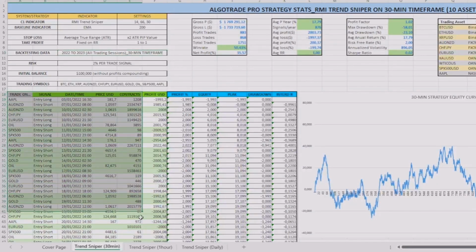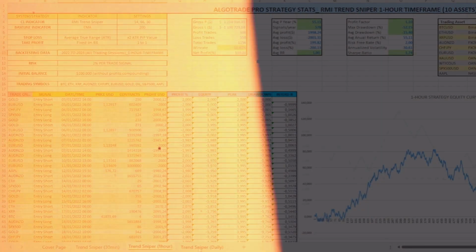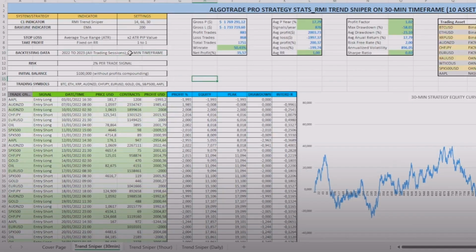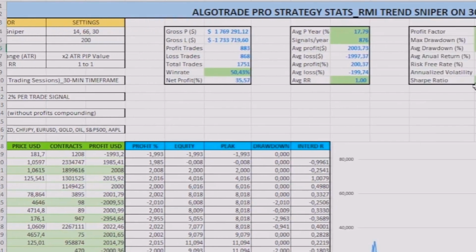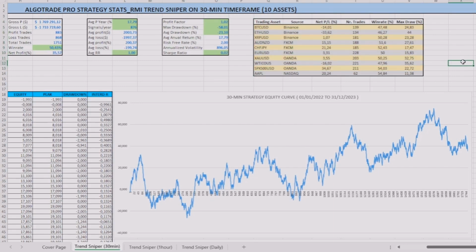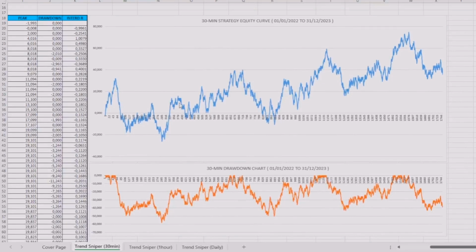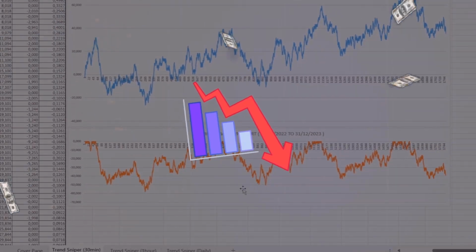After inserting all the trades into my trading journal, I got an analysis of about 3000 trades across the 3 different time frames. In the 30-minute one, after 1750 trades, it achieved a win rate of 50.43% and a net profit of 35.57%. Here you can check other metrics and also the results of every single asset. And by looking at the equity chart, we can verify that in this time frame, this indicator is profitable, has a growing tendency, but with some ugly drawdowns.